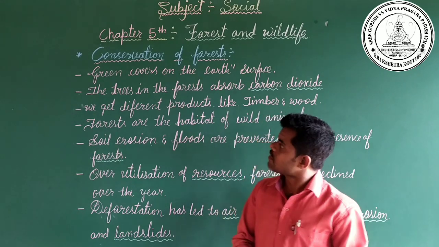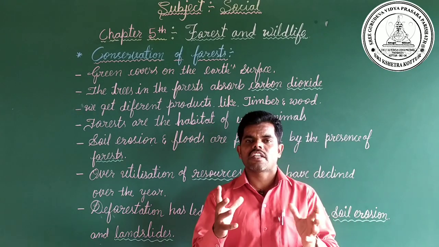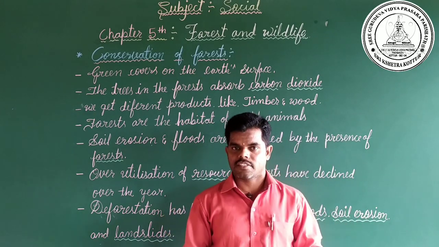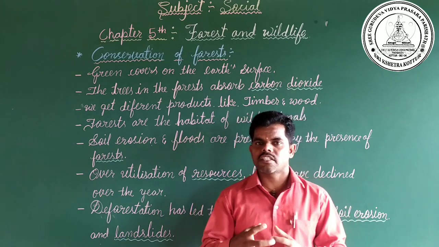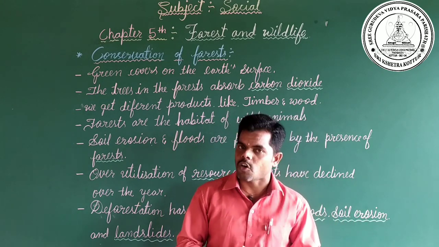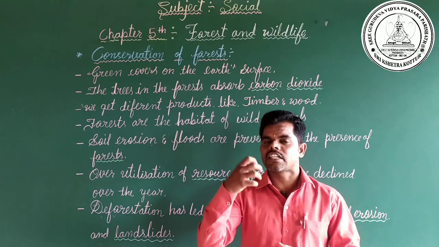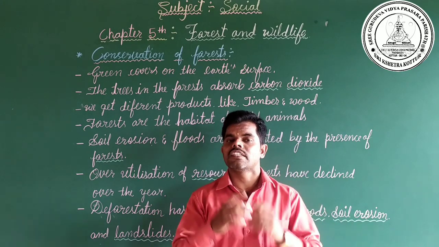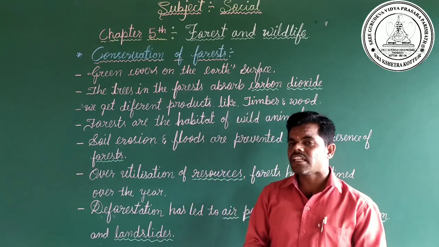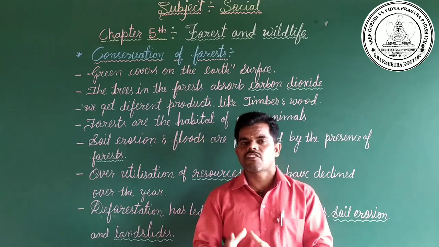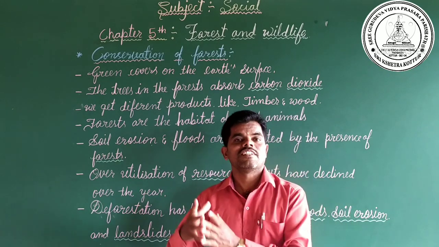The second thing is that the trees in the forest absorb carbon dioxide. Why? When forests, trees and plants absorb carbon dioxide, it automatically controls the air pollution in the environment. The third thing is that we get different kinds of products from the forest and the trees.